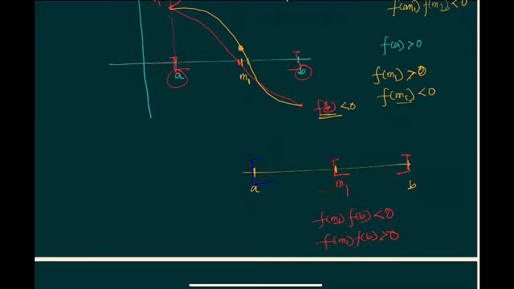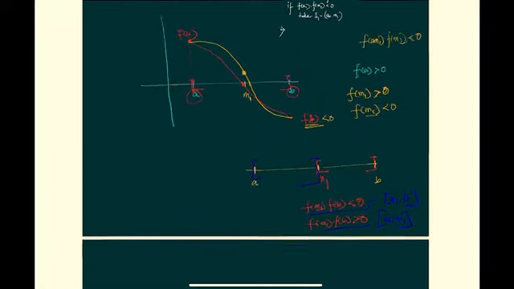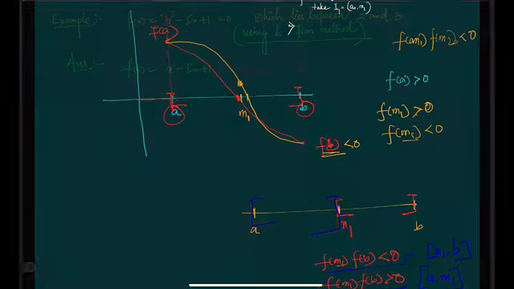If this condition is satisfied, then the root is lying between m1 to b. If the other condition is satisfied, then the root is lying between a to m1. In the same way we keep dividing into two parts, and finally we can get the final answer.